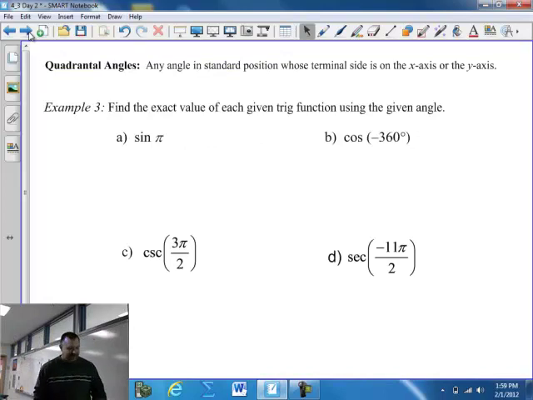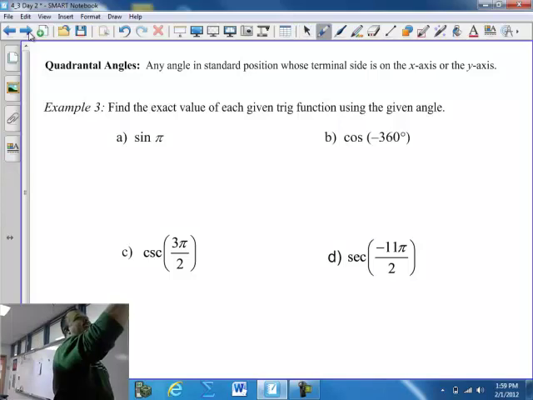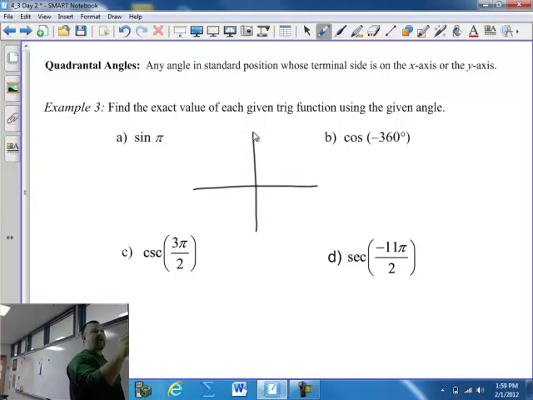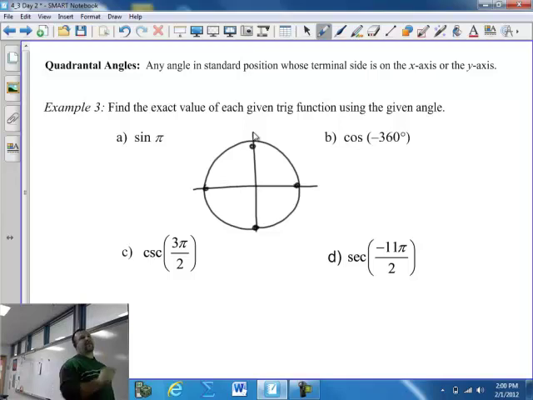A quadrantal angle is simply an angle in standard position whose terminal side lands on an axis. For instance, any angle whose terminal side lands on one of these points on an axis. To make this easier, we're going to use a unit circle. What's a unit circle? It's a circle with a radius of 1.